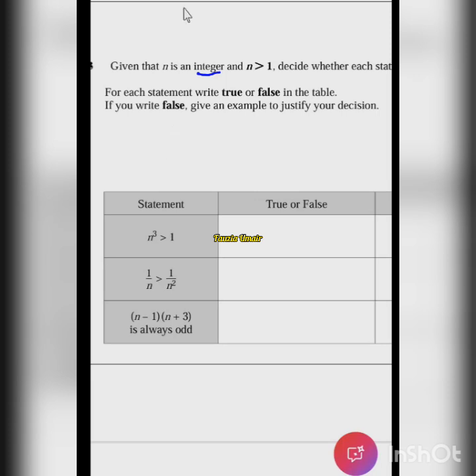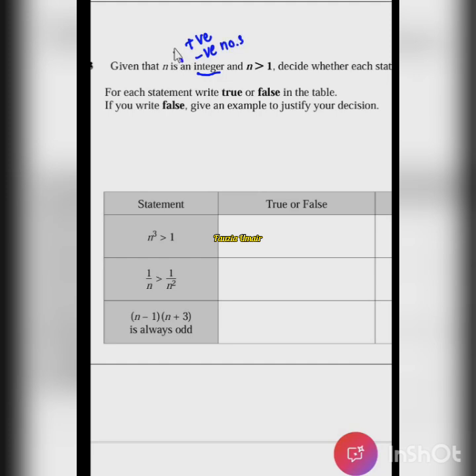Numbers with sign. Amsal, what do you think? Numbers with signs, like positive and negative both. Very good. So integers are basically positive numbers as well as negative numbers.